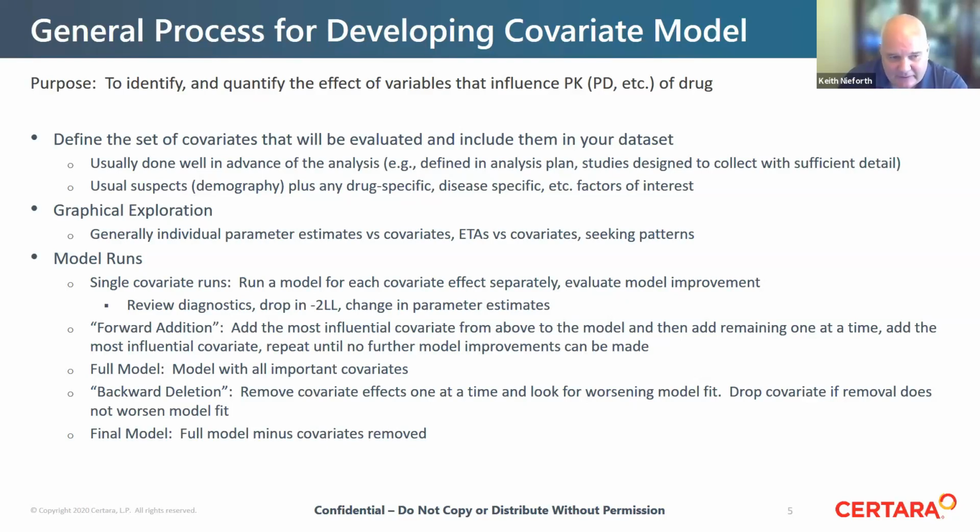The next step is to graphically explore them. And here is where you're basically creating plots of individual parameter estimates of clearance, volume, right, versus the covariates to see if there are relationships. You also look at ETAs versus covariates. So again, what's an ETA, right? When you run a base population model, you determine a clearance value. Let's think about clearance.